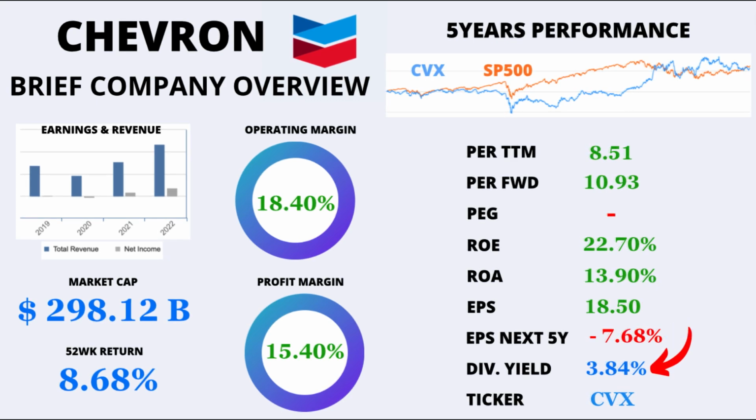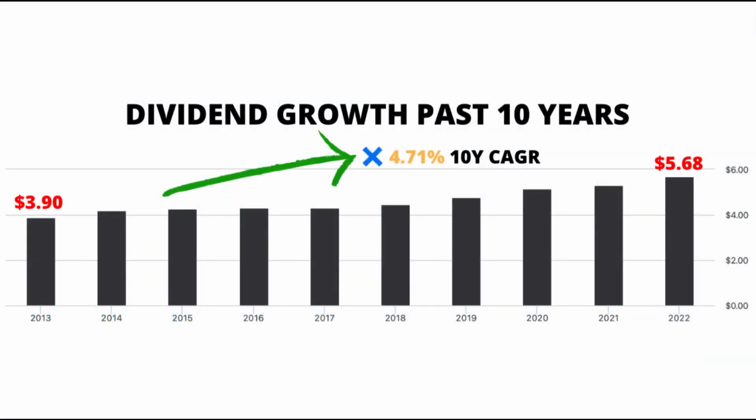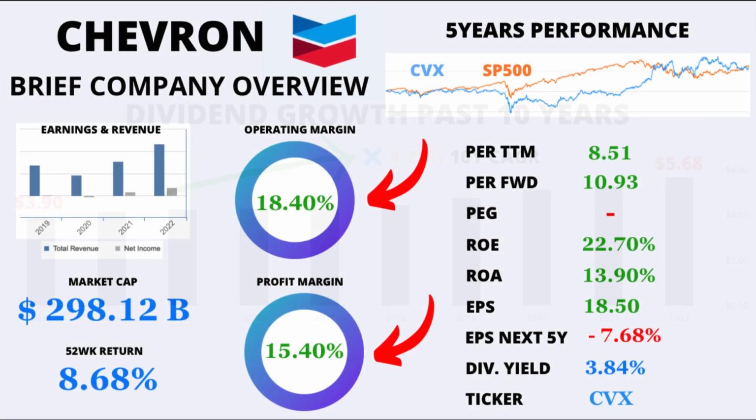Turning our attention to dividends, Chevron offers a dividend yield of 3.84%. This means that, as an investor, you would receive an annual dividend payment equivalent to 3.84% of the current stock price. However, the dividend growth in the last decade has been somewhat disappointing, since it has barely achieved annual growth of around 5%. Let's examine Chevron's operating and profit margins.